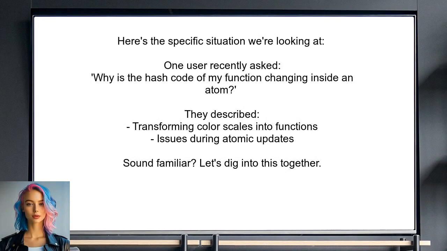Here's the specific situation we're looking at. One user recently asked, "Why is the hash code of my function changing inside an atom?" They described how their application transforms color scales into functions, but something goes wrong during atomic updates. Sound familiar? Let's dig into this together.